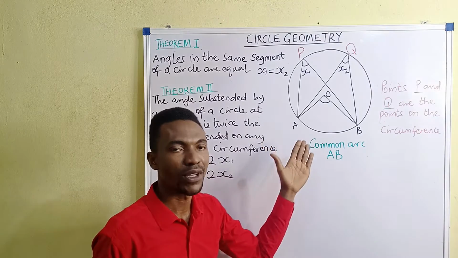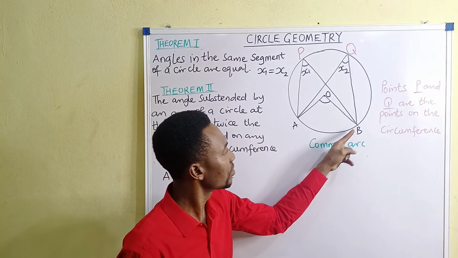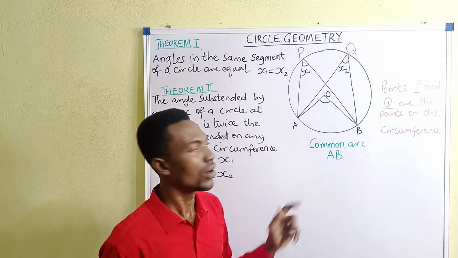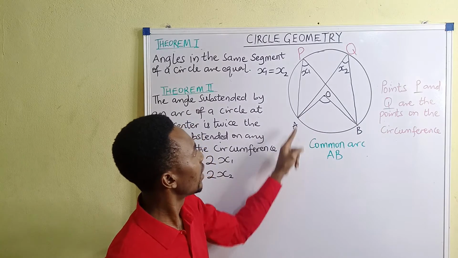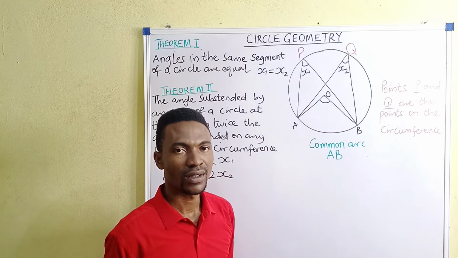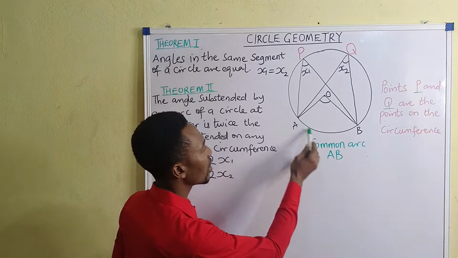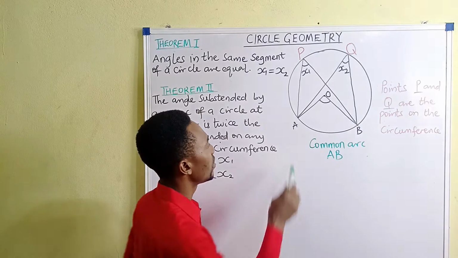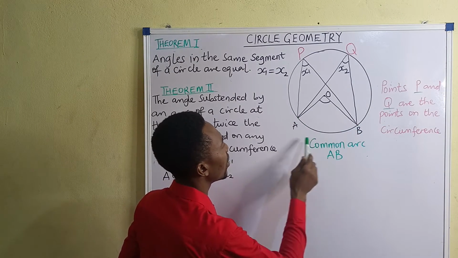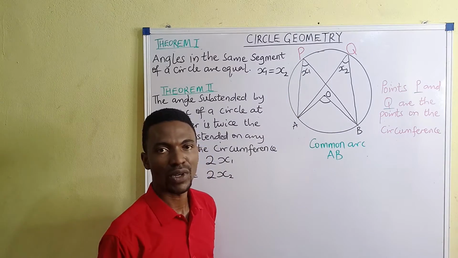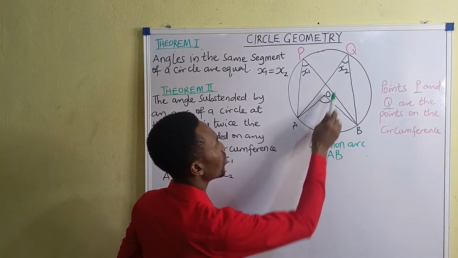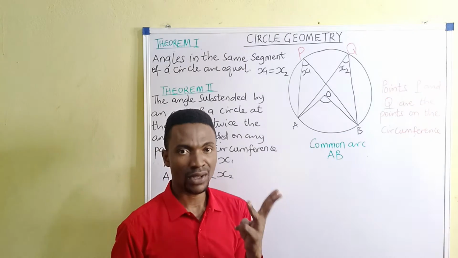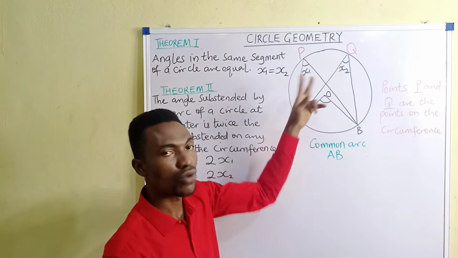And how do we illustrate that from here? If you look at this arc AB, this arc is producing three angles: one on the center and two on the circumference. You see it? Arc AB produced this angle on the center O. This same arc AB produced this angle on the circumference, X1. This arc AB produced this angle on the circumference, X2. So you see that this arc has produced three angles: one on the center, two on the circumference.